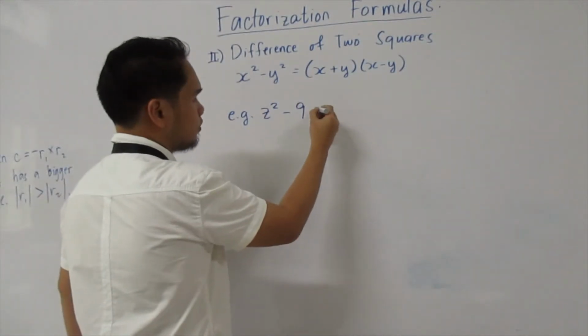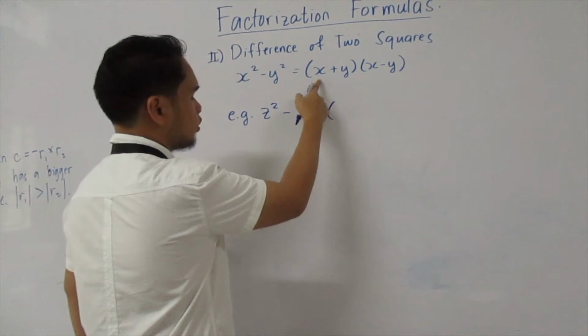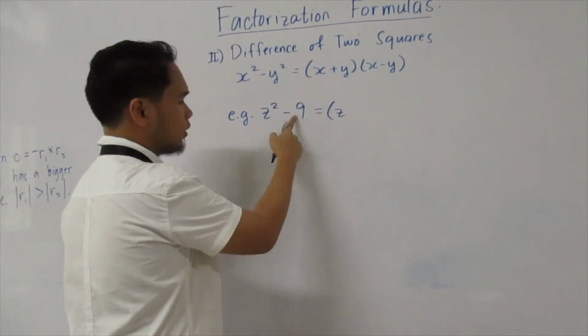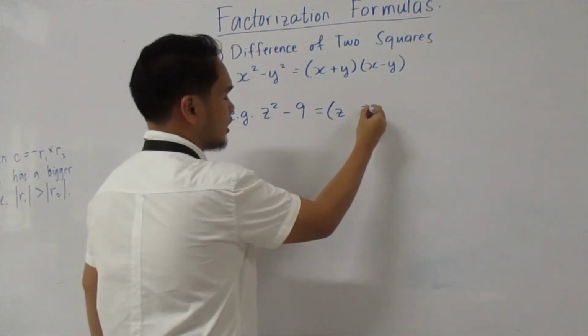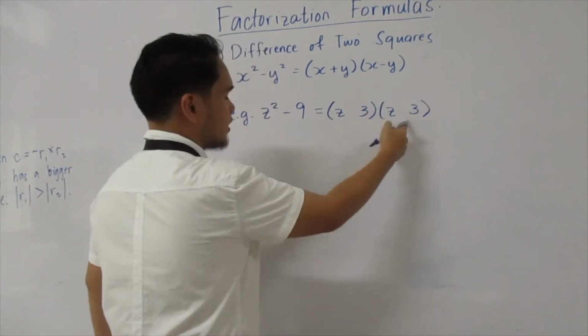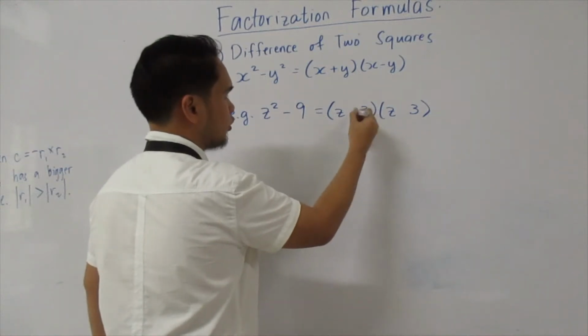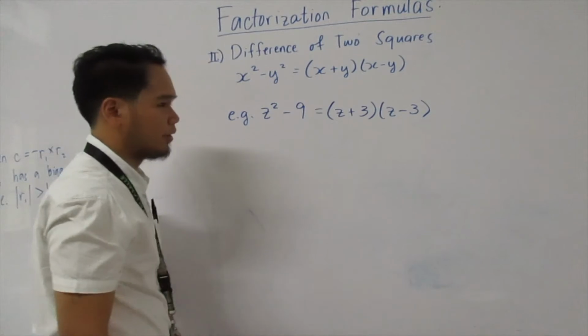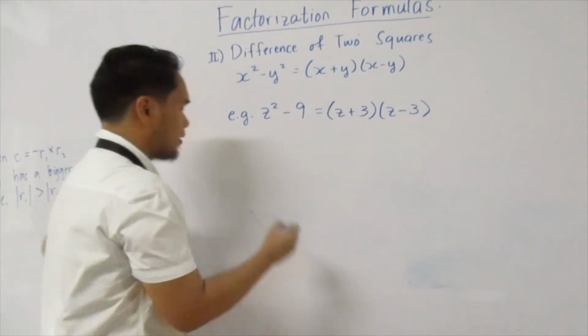So if we're going to do that, what's the square root of z squared? That's z. Okay, what's the square root of 9? That is 3. Then we can do it like this twice and just fill in the plus minus sign. So you can do plus here and minus here. Or you could do the reverse. Anyway, they're common.